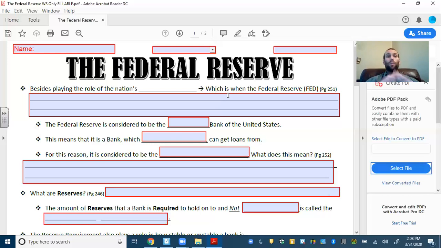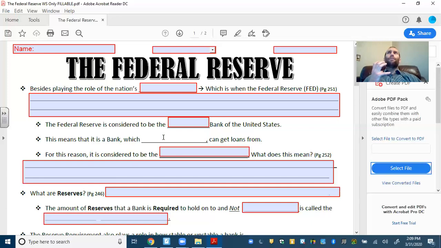So now that we've covered that, we can move on. The Federal Reserve is considered to be the central bank of the United States. Central banking is something that most modern and wealthy countries have. They have a central bank that's in charge of all the other banks and their country's money supply. So because it is the central bank of the United States, this means that it is a bank to which other banks can get loans from.